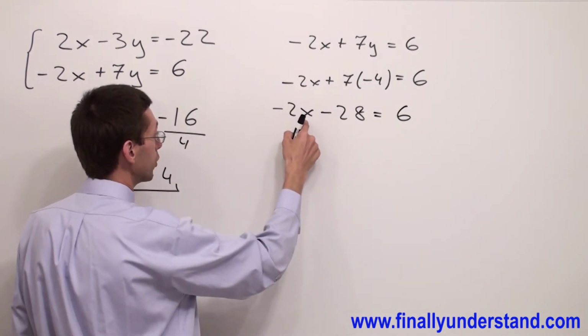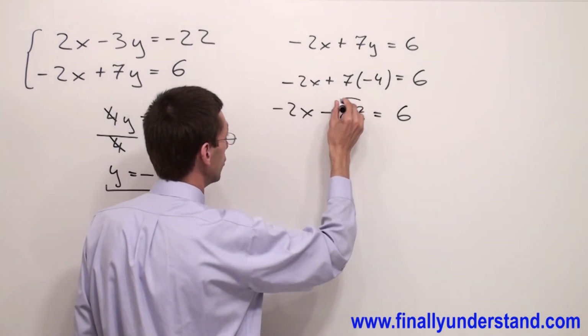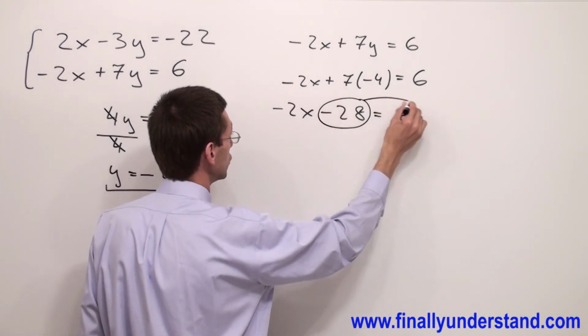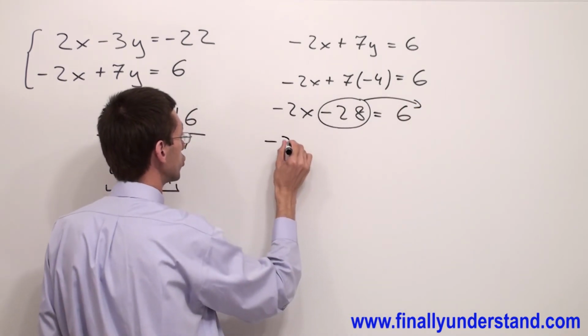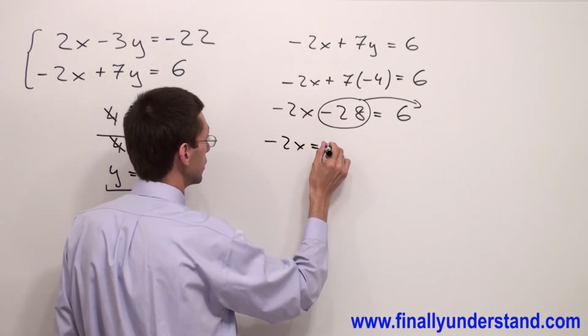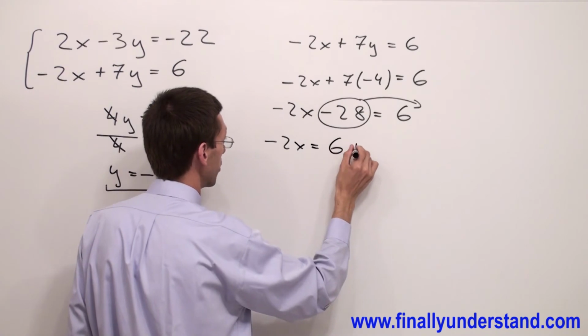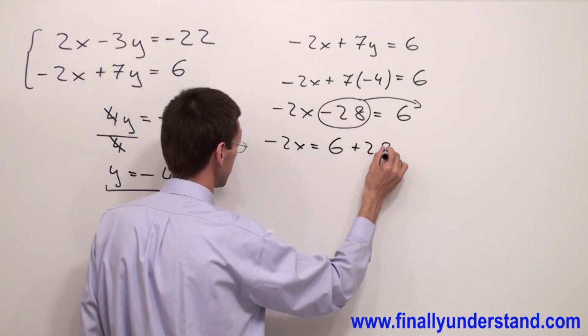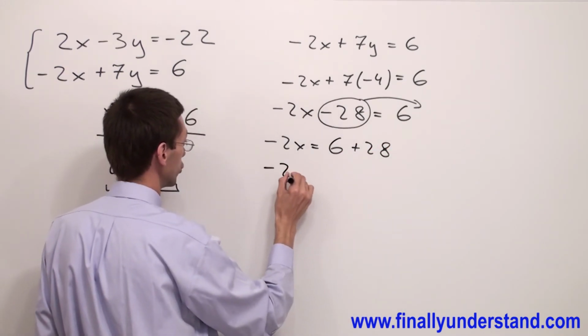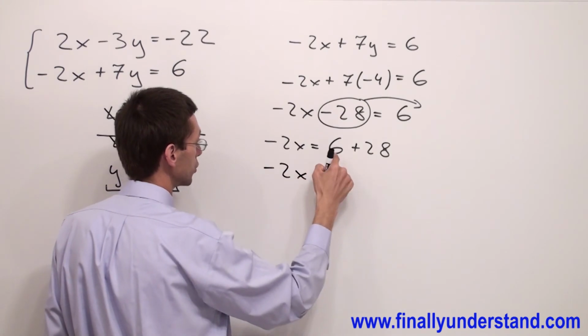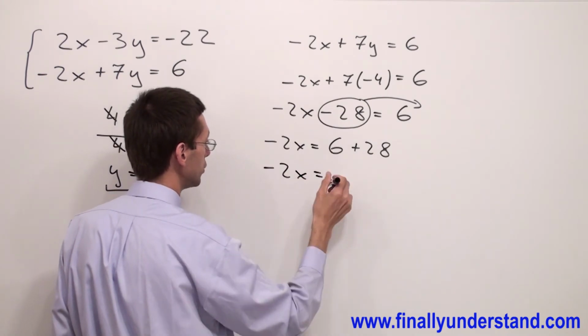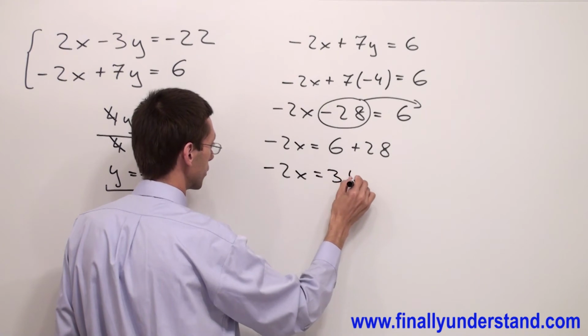I have to find the value of x. So what I'm supposed to do, I'm supposed to move this -28 to the right side, and I have -2x equals 6 plus 28. I have -2x equals 6 plus 28 is equal 34.